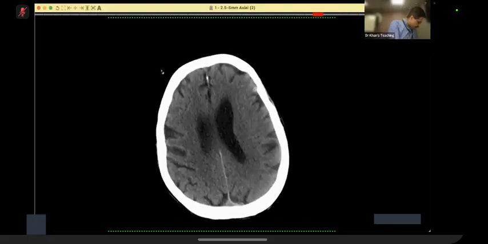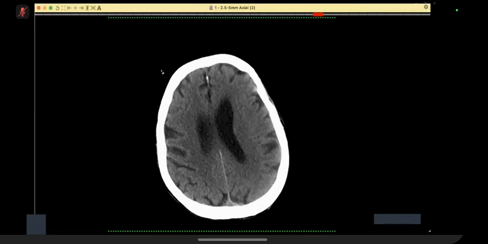This patient is an 83-year-old with headache, tinnitus, and loss of balance. Can I request a remote control? Okay, doctor. I'm presented with a CT brain of an 83-year-old patient who has headache and tinnitus. I'm scrolling, then I'll start to comment on the images.